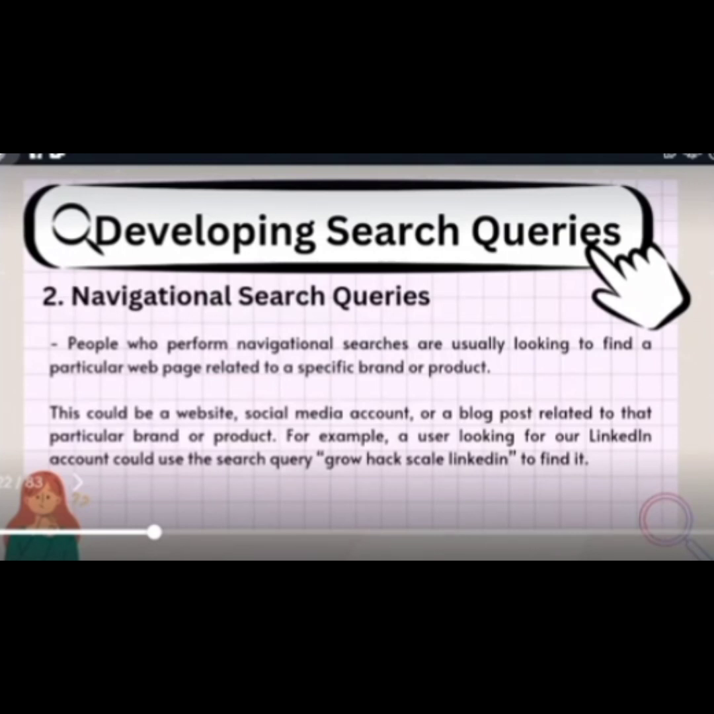Going forward, we have number 2, navigational search queries, from the word navigation. People commonly perform navigational searches. They're usually looking for a particular web page related to a specific brand or product. This could be a website, a social media account, or a blog post related to a particular brand or product. For example, if we're looking for a LinkedIn account, we can use the search query: we could grow, hack, scale LinkedIn to find it.